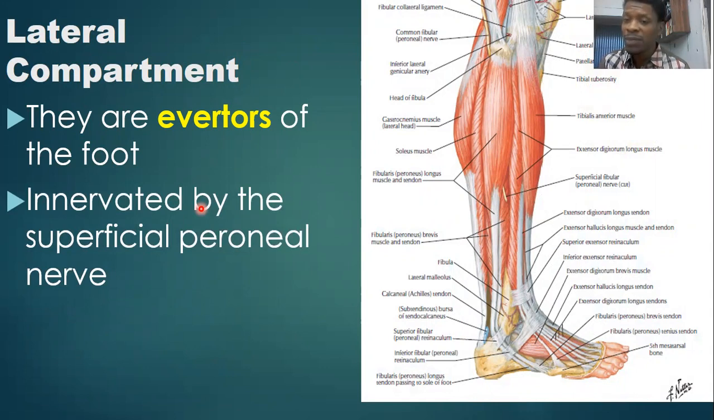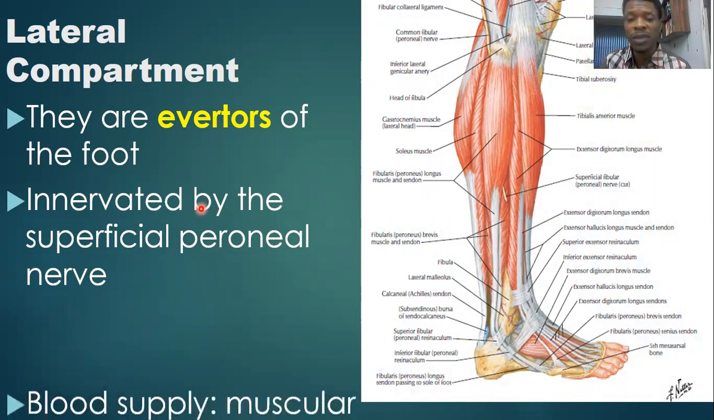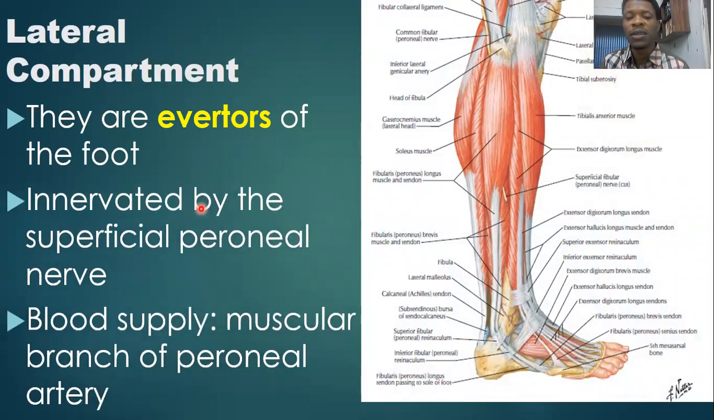While the deep peroneal nerve innervates muscles of the anterior compartment, the superficial peroneal nerve will innervate muscles of the lateral compartment. The blood supply is from the muscular branches of the peroneal artery, and the peroneal artery is a branch of the posterior tibial artery. So let's continue.